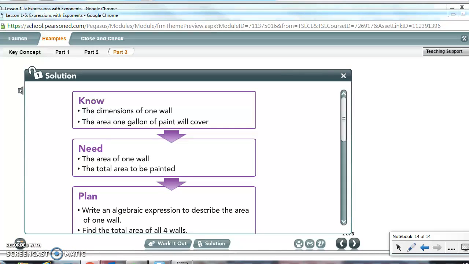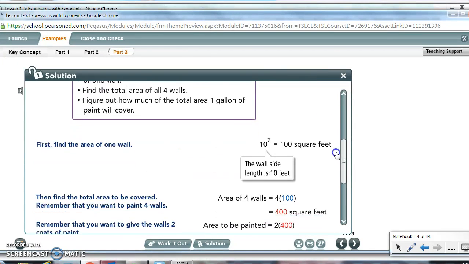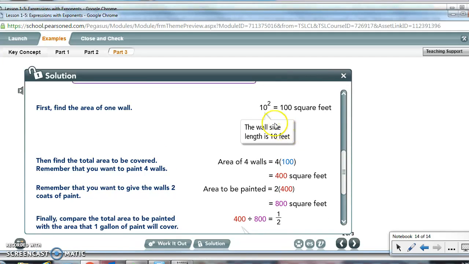So write an algebraic expression to describe the area of one wall. Finding the total area of the 4 walls is the next step. Okay, so down here they first find the area of one wall. 10 squared is equal to 100 square feet because 10 times 10 is 100. 10 is the side length of 1 square. Then we need to multiply that by 4 because they're saying there are 4 walls that need to be painted.